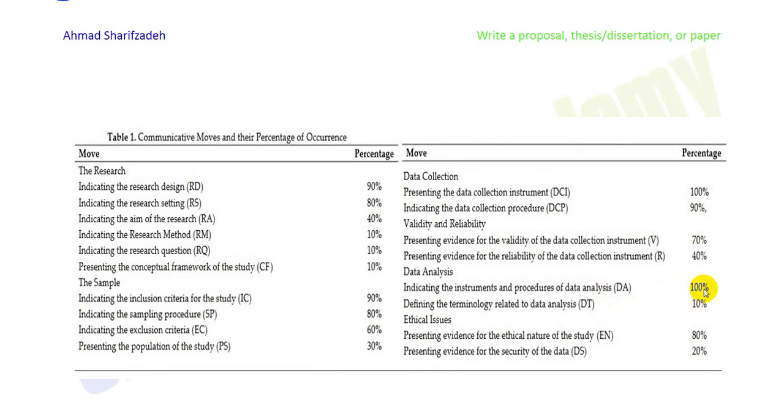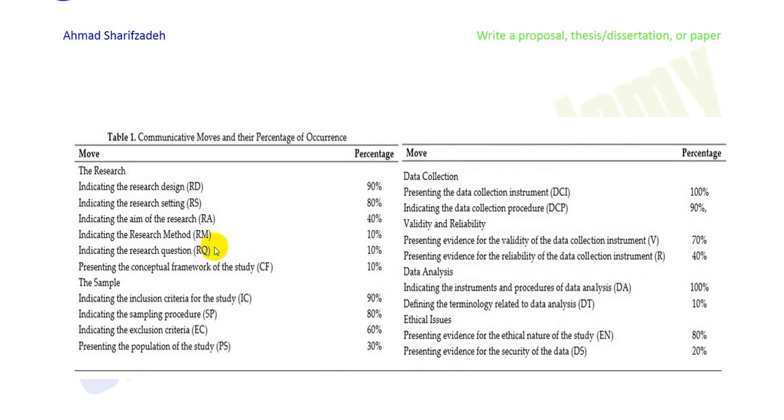This means that some are somehow compulsory. You have to tell the readers how you collect the data and how you analyze data. Then you cannot flee away. Then you cannot shy away from telling this. Okay, this must be told to the readers.